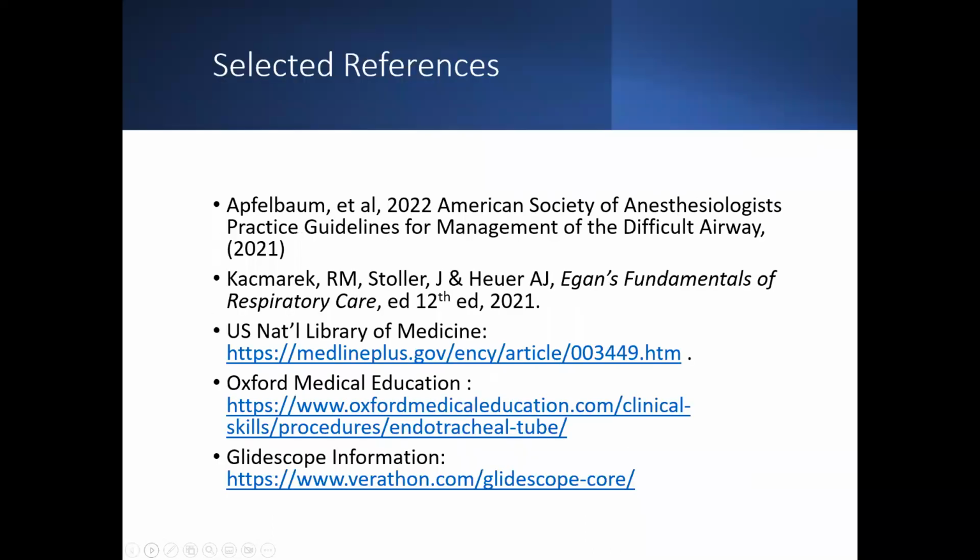Selected references, in particular this Apfelbaum example: the 2022 American Society of Anesthesiologists Practice Guidelines for Management of the Difficult Airway. They talk about many things, including leaving the oxygen device on the patient if you can, and a lot of these adjunctive measures that we've spoken to here.